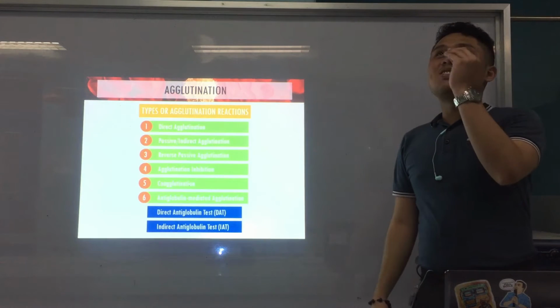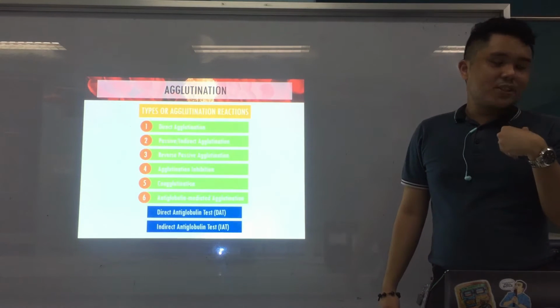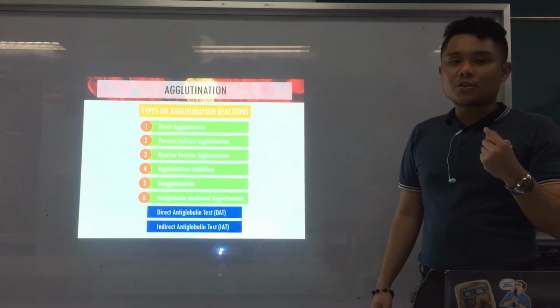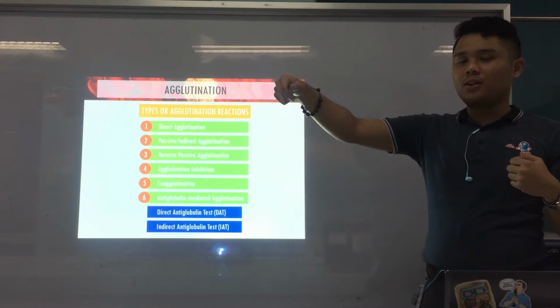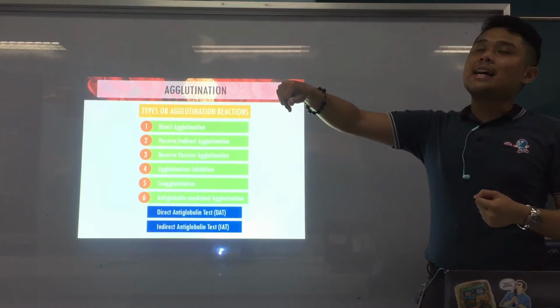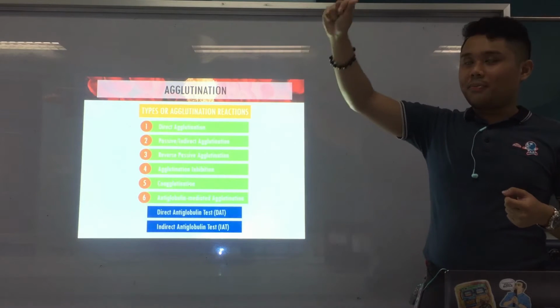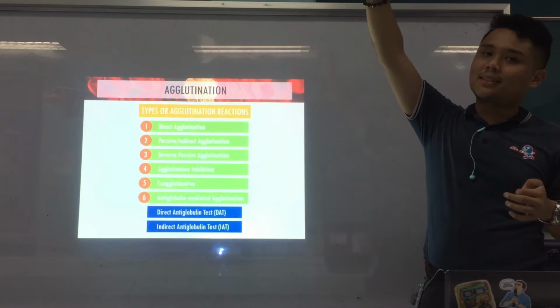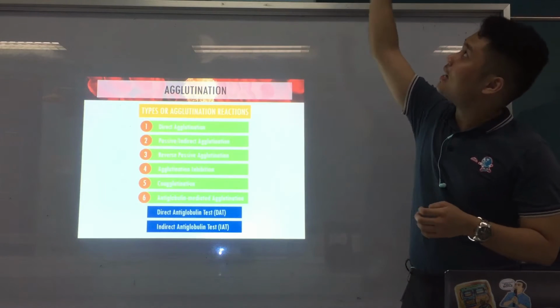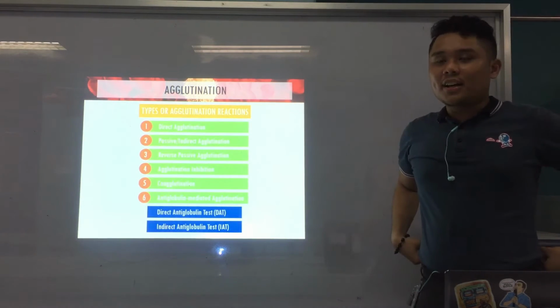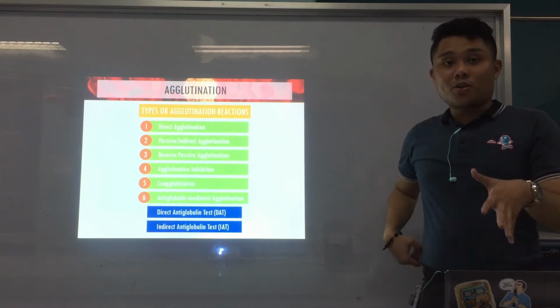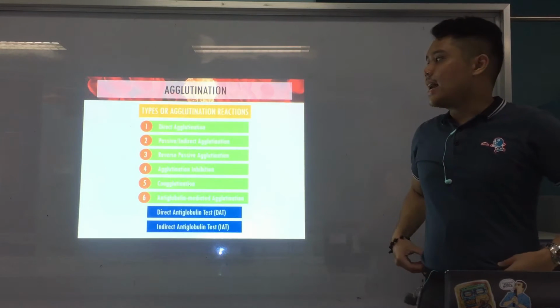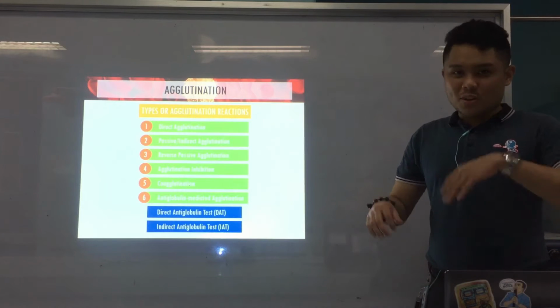Anyway, I also have to emphasize that when grading in a tube, usually you shake it, and then to grade it you put it against the light so you can see. Then you check if it's 1+, 2+, 3+, or 4+. Now we'll go to the different types of agglutination reactions.